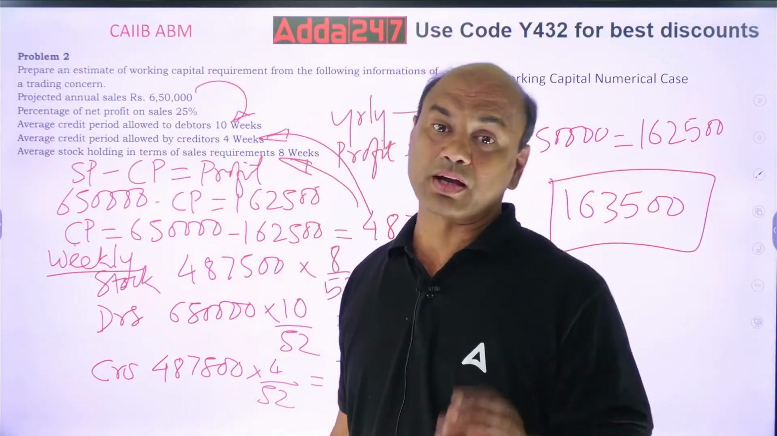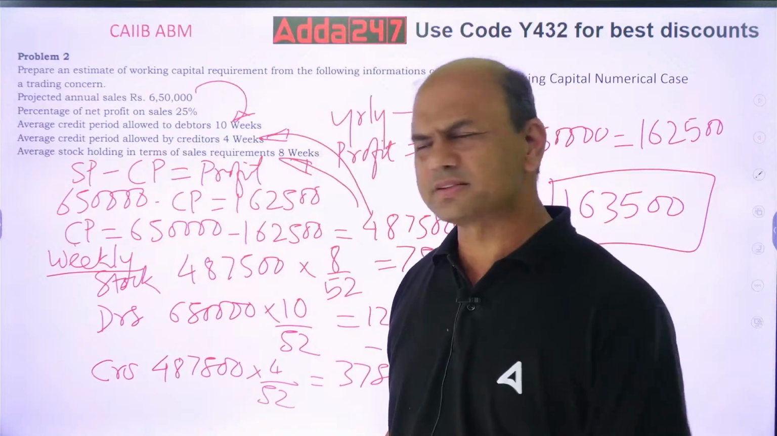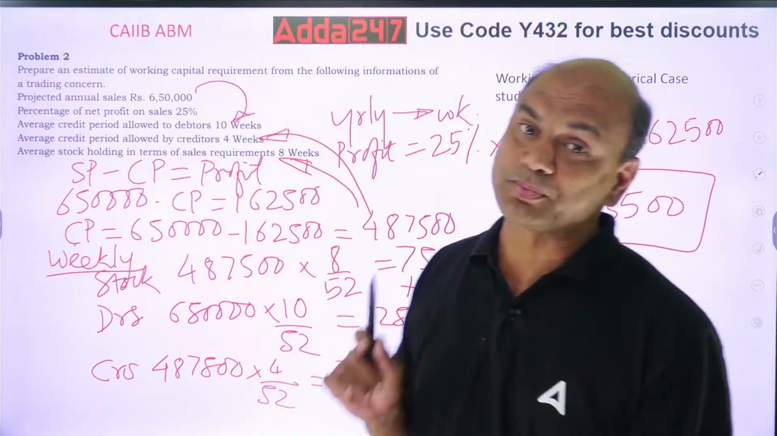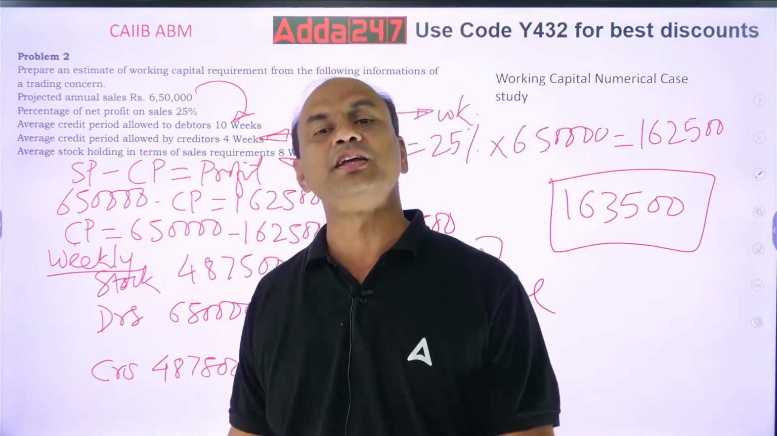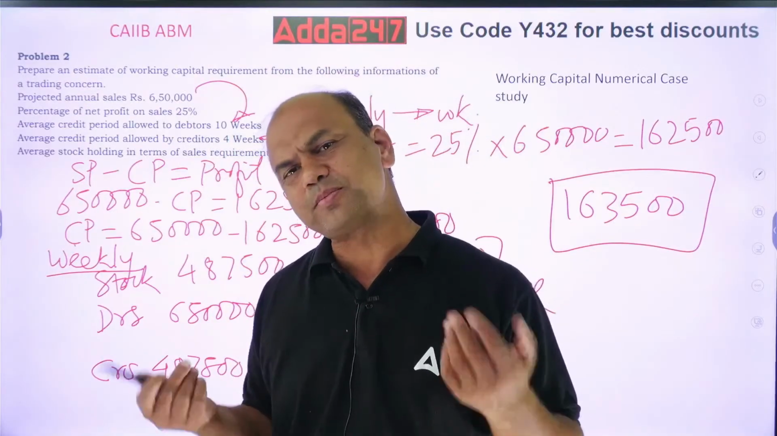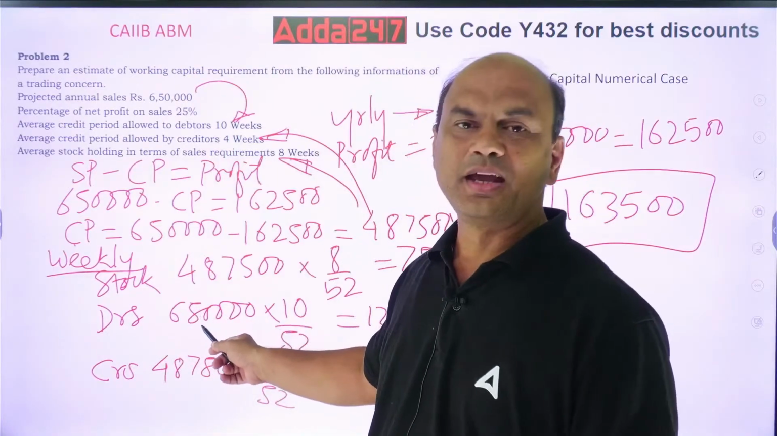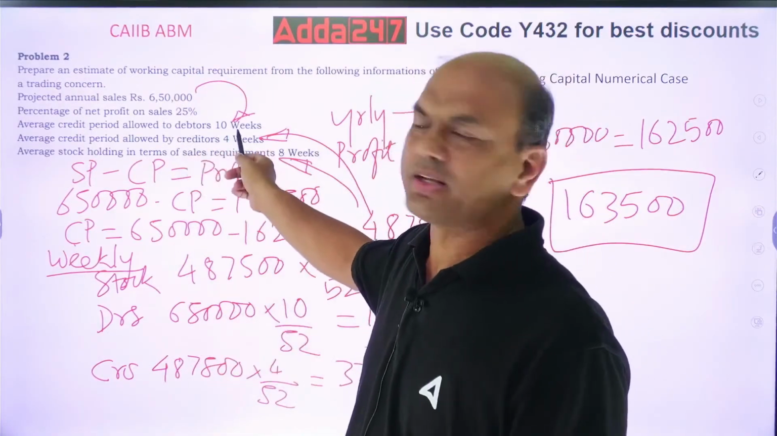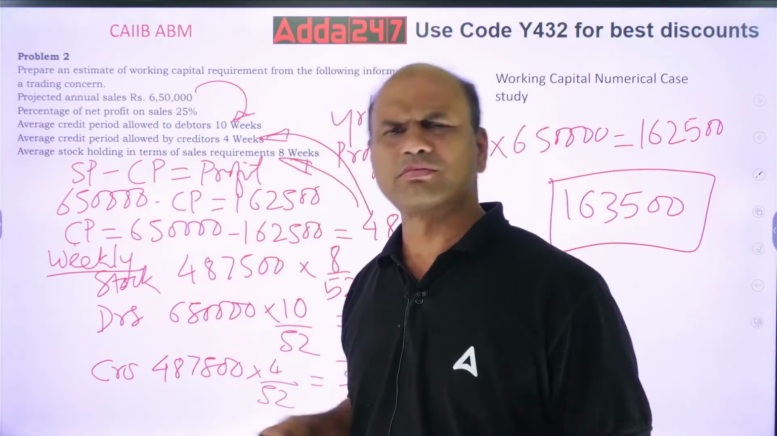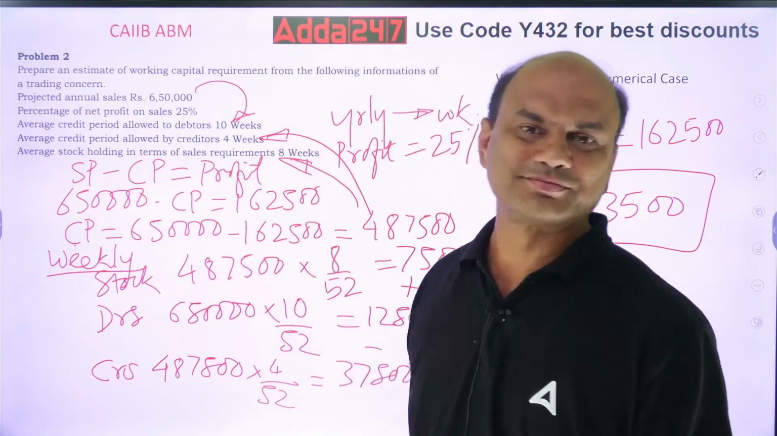Now what do I want? Current asset includes what? Stock plus debtors. Now debtors will be based on what? Cost price or selling price? Debtors mean those whom I have sold. So if I have sold, I'll be using selling price. So 6,50,000 into, now debtors, 10 weeks. 6,50,000 into 10 upon 52.